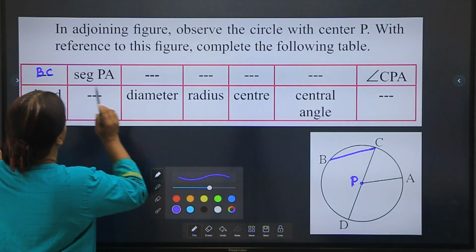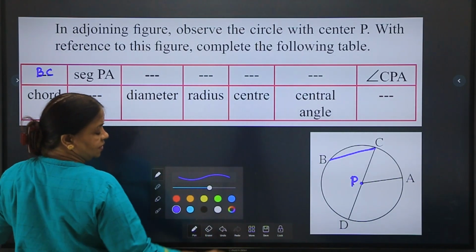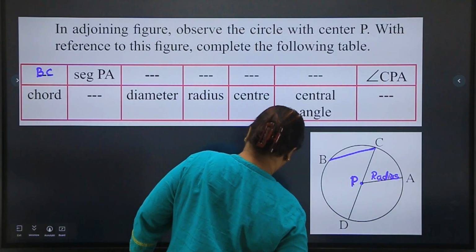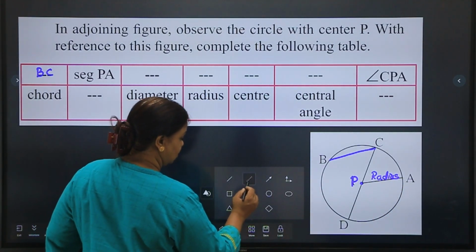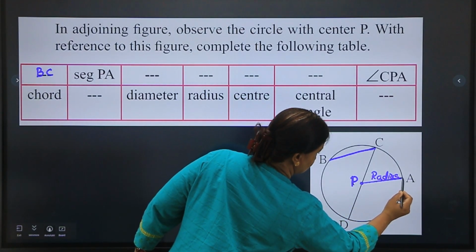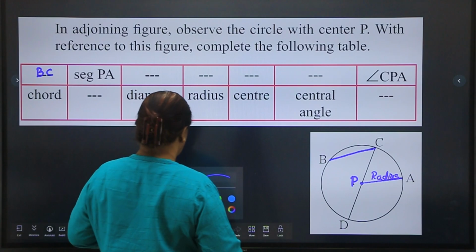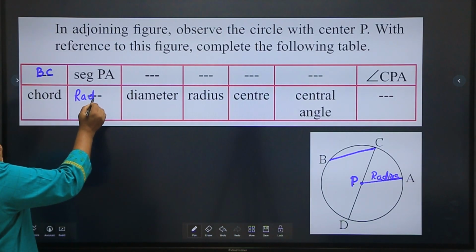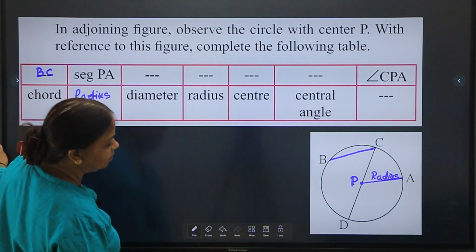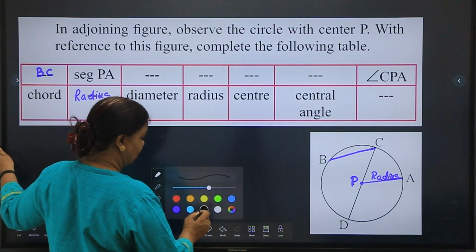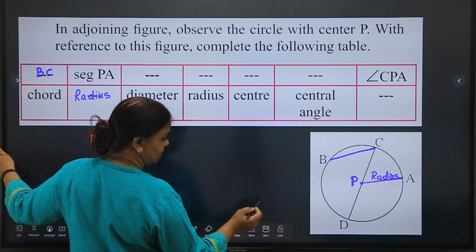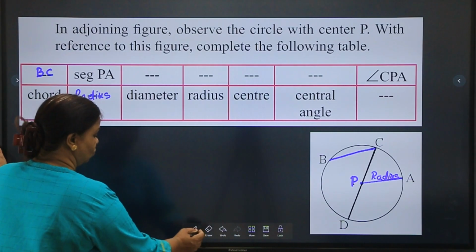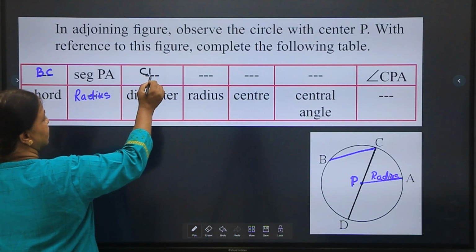Then the second one is segment PA. Segment PA is nothing but the radius, we have learned now. Then I can write here radius. Then diameter. I think everyone would be knowing what the diameter is. Now only you have learned. So CD is the diameter.